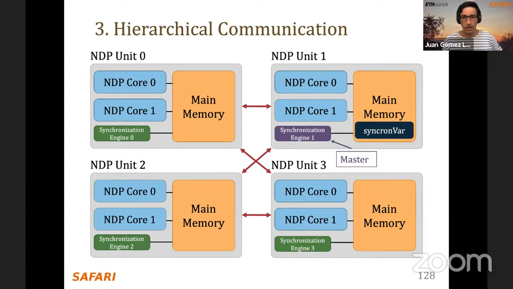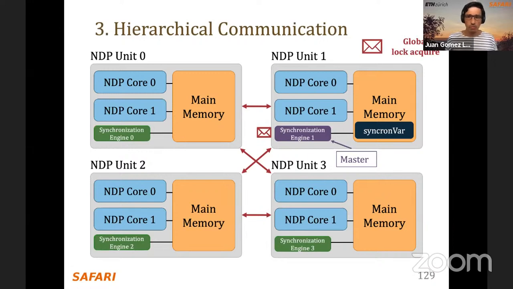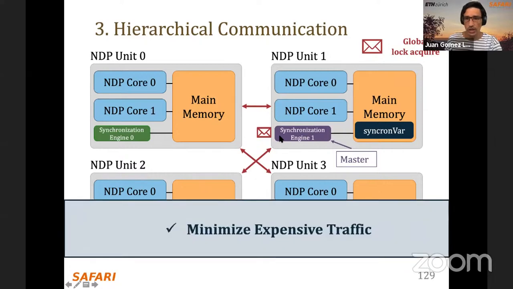And here you can see an example of the hierarchical communication. In an NDP system with multiple NDP units, we will have one synchronization engine, which will be considered the master, because it's residing closer to the specific synchronization variable that we need to work with. And every time that the NDP cores in one NDP unit have synchronization requests, like for example a lock acquire, they send it to their local synchronization engine, and this local synchronization engine merges in some way these different requests and sends them to the global synchronization engine, the master synchronization engine that will coordinate the execution. It will coordinate the sharing of this lock in this case.